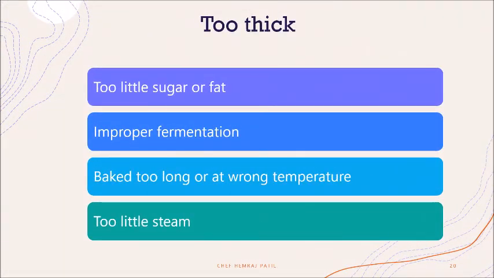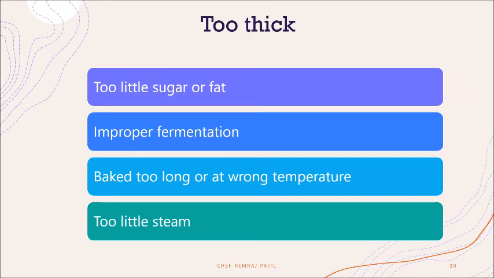Sometimes the crust of the bread becomes very thick. The reasons are: too little sugar or fat is used, so the bread is not brown enough, then we keep it in the oven for a longer time, and because of that a thick crust is formed. Improper fermentation, where fewer gases are formed inside, will also make the crust thick.